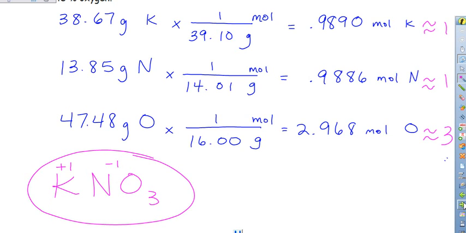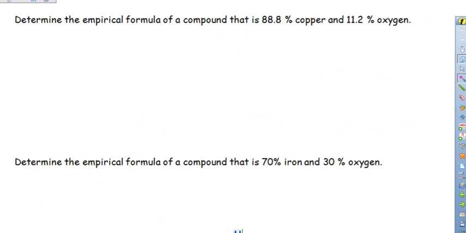What if we were looking at something like this? Now these are real common. This first one is actually really similar to what we're going to end up doing in the lab. There is a compound that's 88.8% copper and 11.2% oxygen. Well, now this one's a little tricky because copper is a transition metal and it has multiple charges. So you can't just tell me, hey, it's a copper oxide, go write the formula.